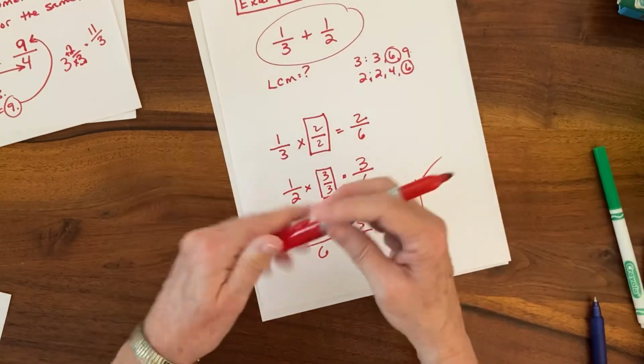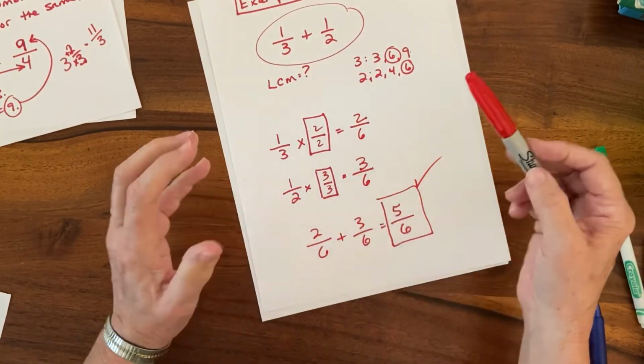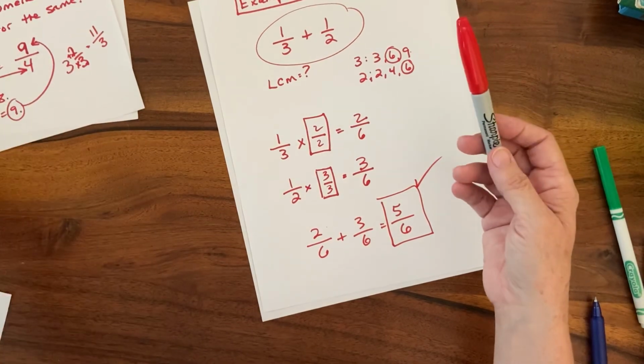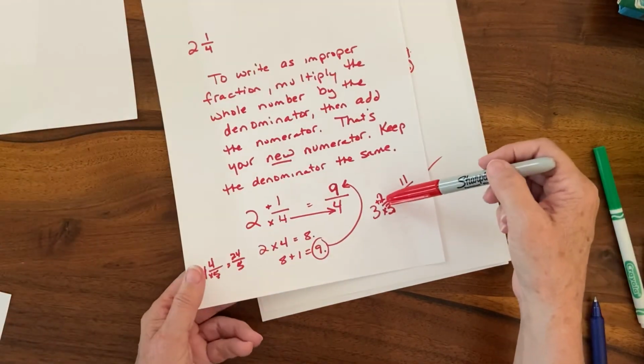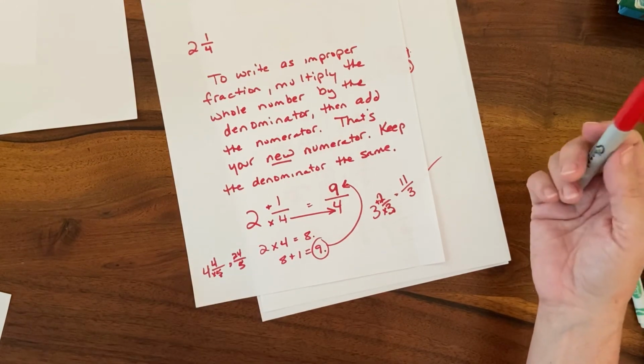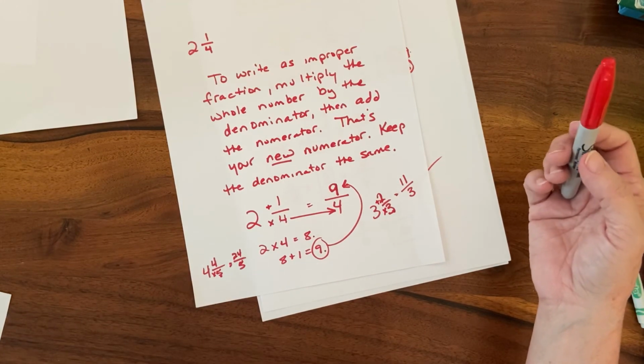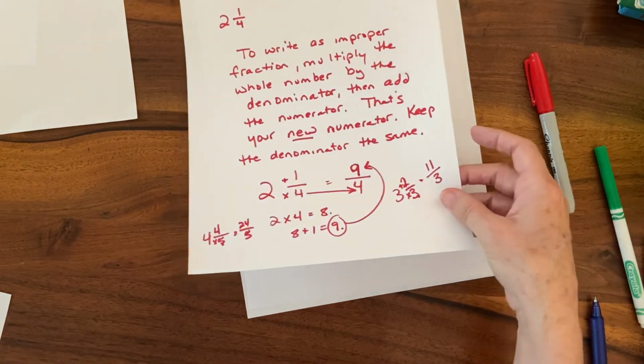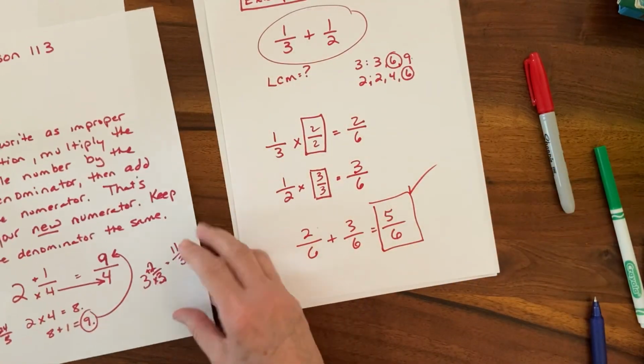I think that's it. Give this a try. Do the lesson practice from 116. Take a look at 113. Just make sure you can change a mixed number into an improper fraction. Again, it's pretty easy. And I think you'll be okay.